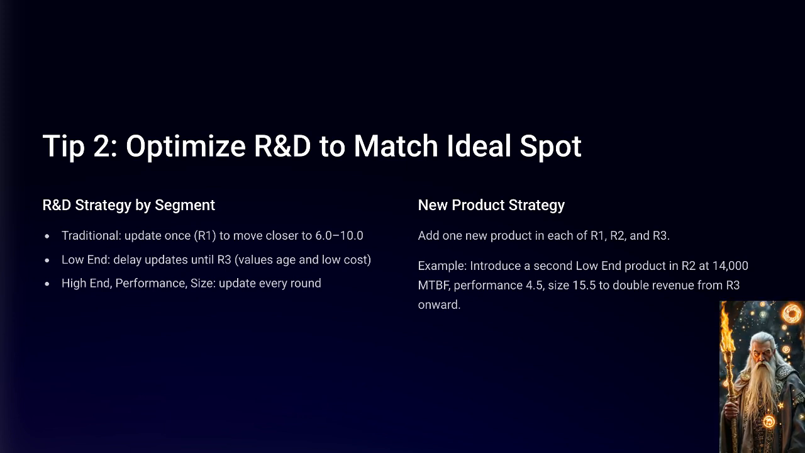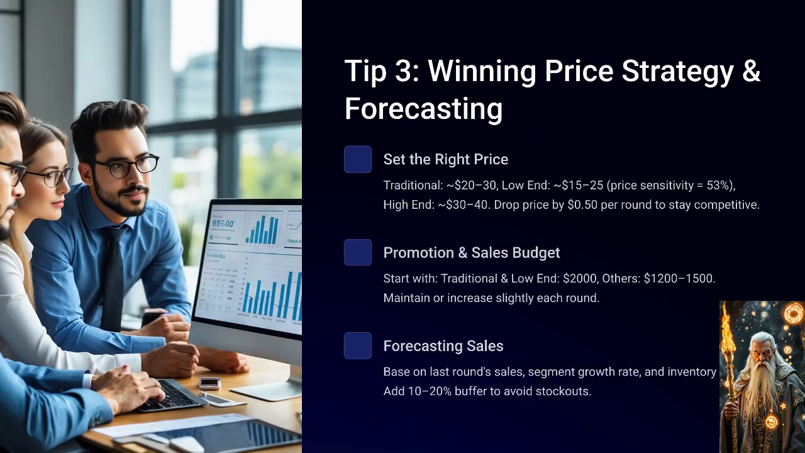Tip 3. Winning price strategy and sales forecasting. Let's talk marketing. Pricing, promotion, and accurate sales forecasting are crucial. Set the right price. Use the ICR to understand the price range for each segment: traditional, $20-$30, low end, $15-$25, price sensitivity equals 53%, high end, $30-$40, performance and size, less price sensitive, but still critical to stay within bounds.